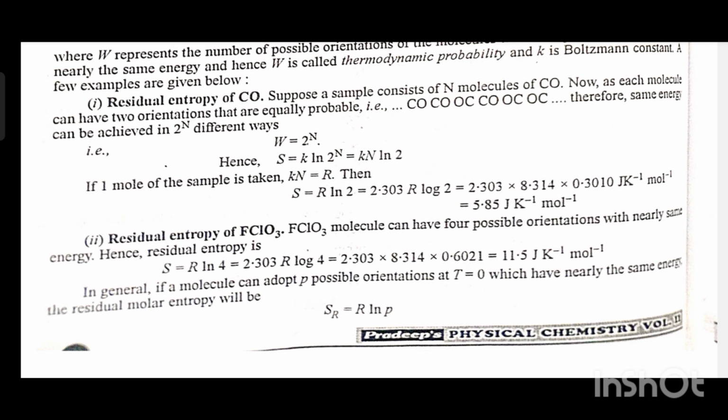In general, if a molecule can adopt P possible orientations at T is equal to 0, which have nearly the same energy, the residual molar entropy will be S R is equal to R ln P.